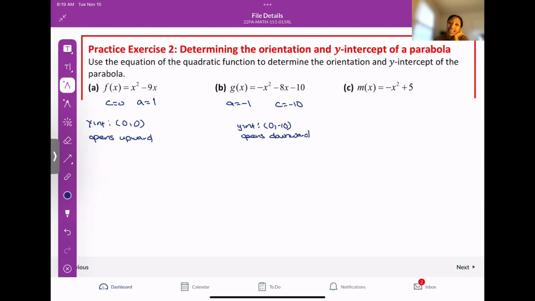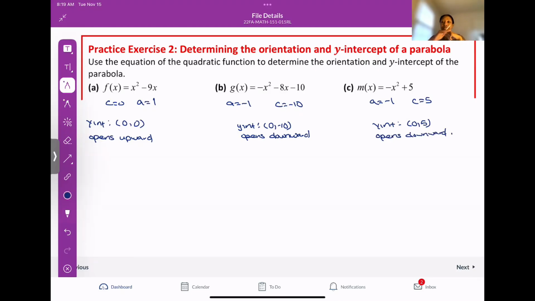And last one, m of x equals negative x squared plus 5. Here a is negative 1, and our constant term is 5, so c is 5. Then the y-intercept is 0 comma 5, and we have a downward opening parabola.